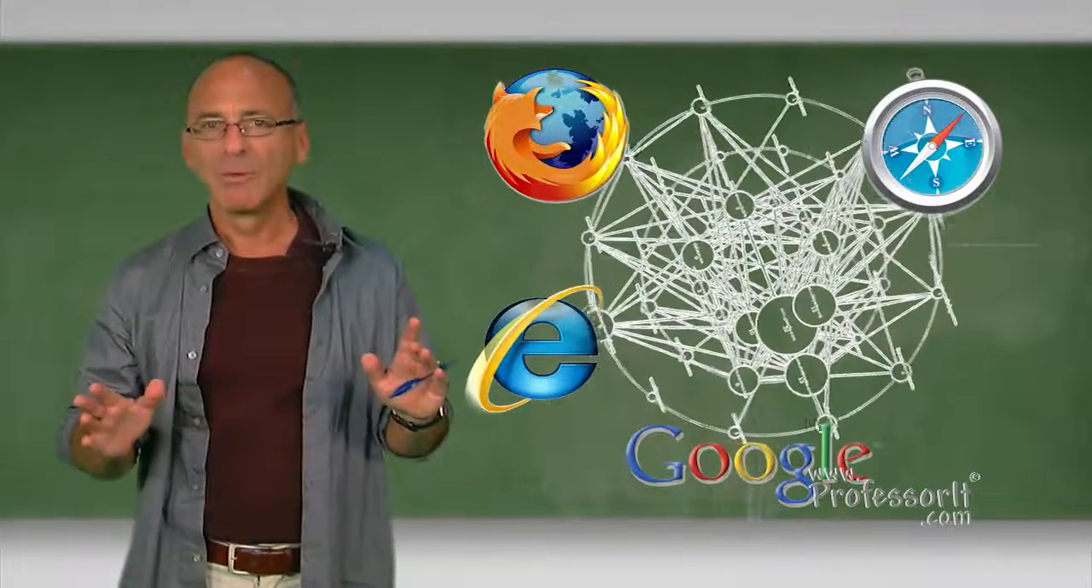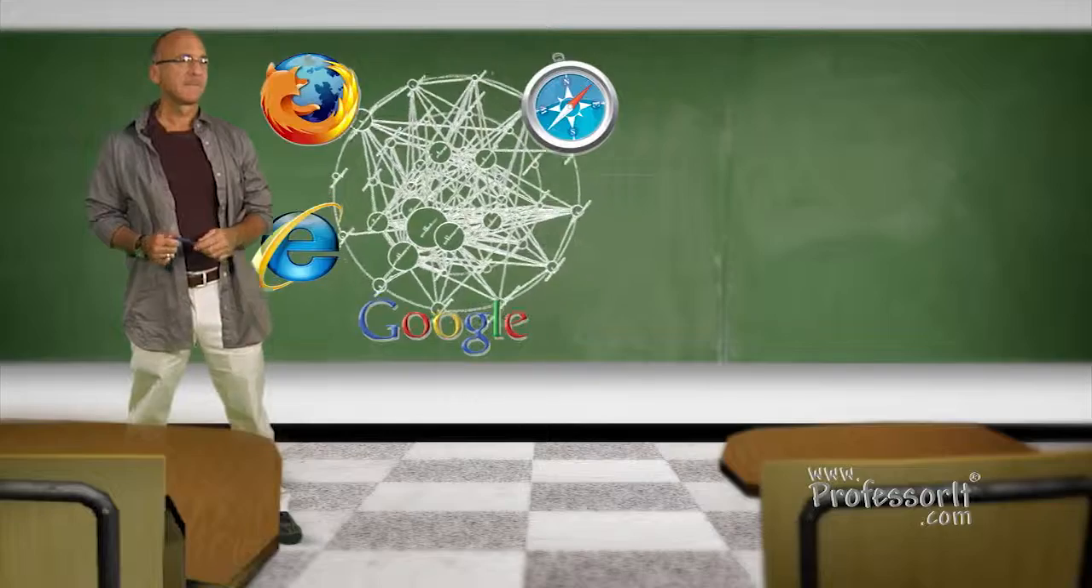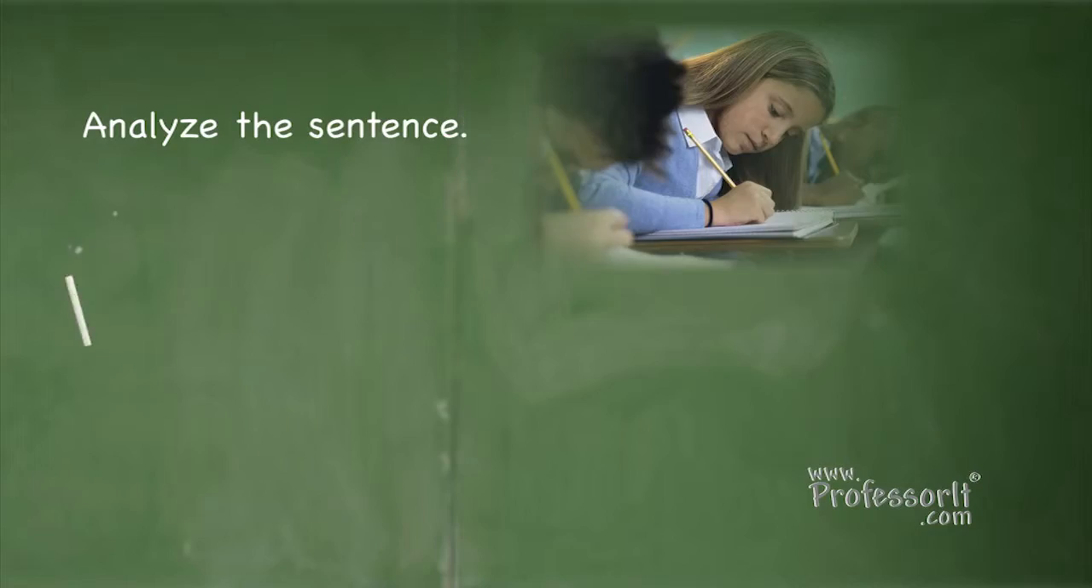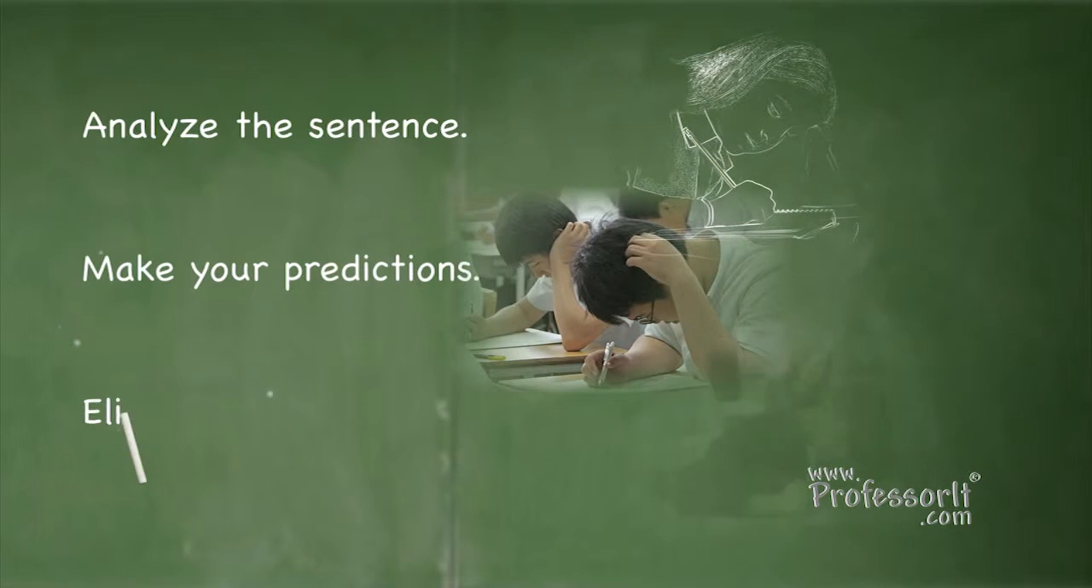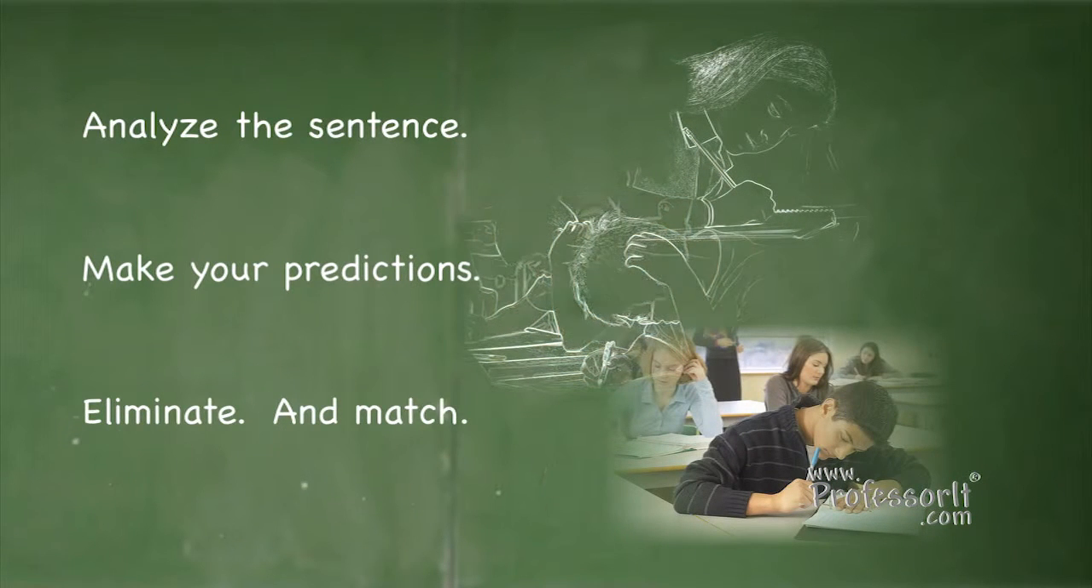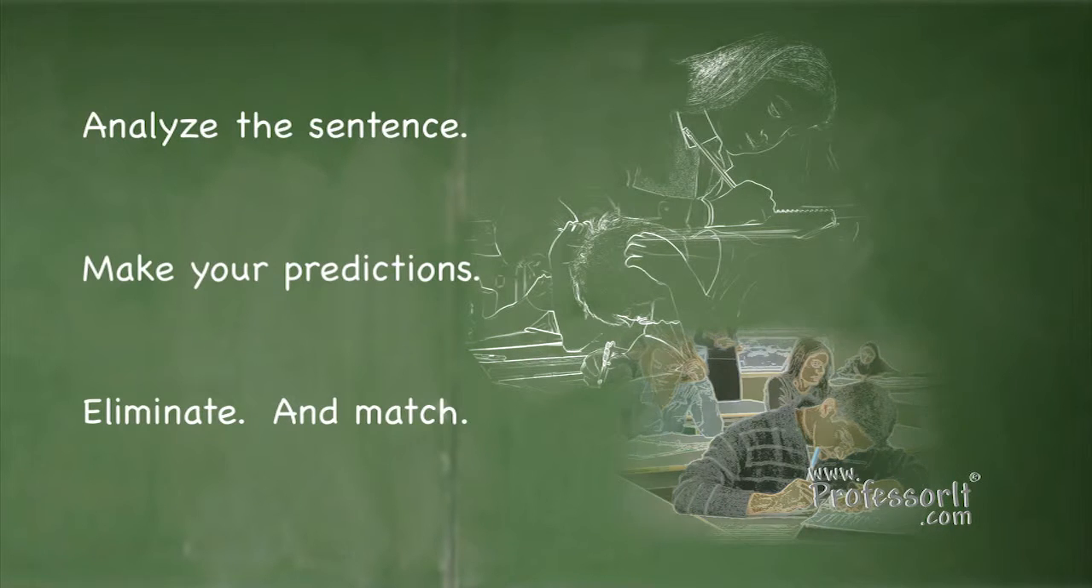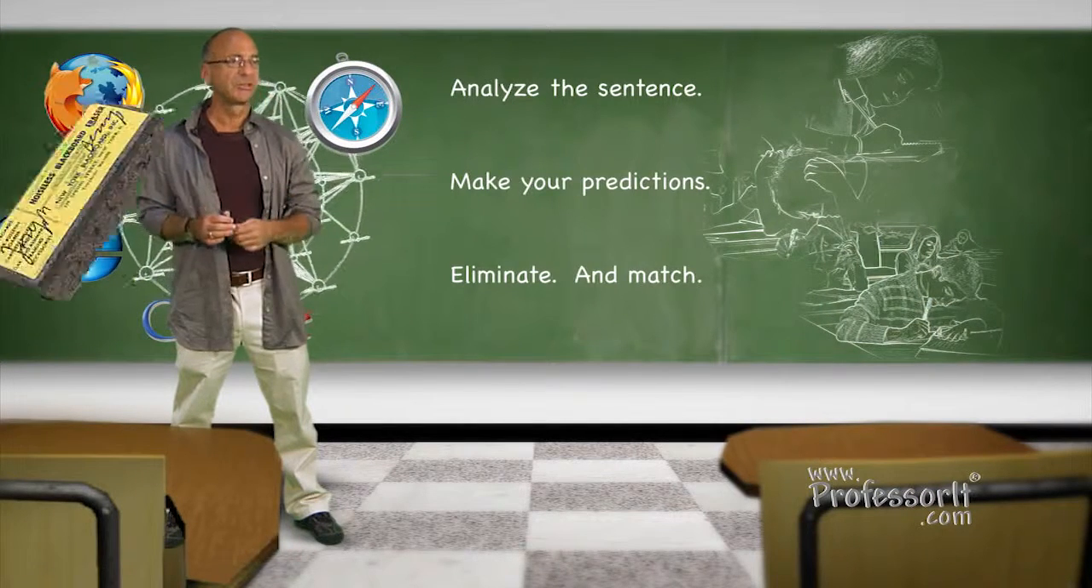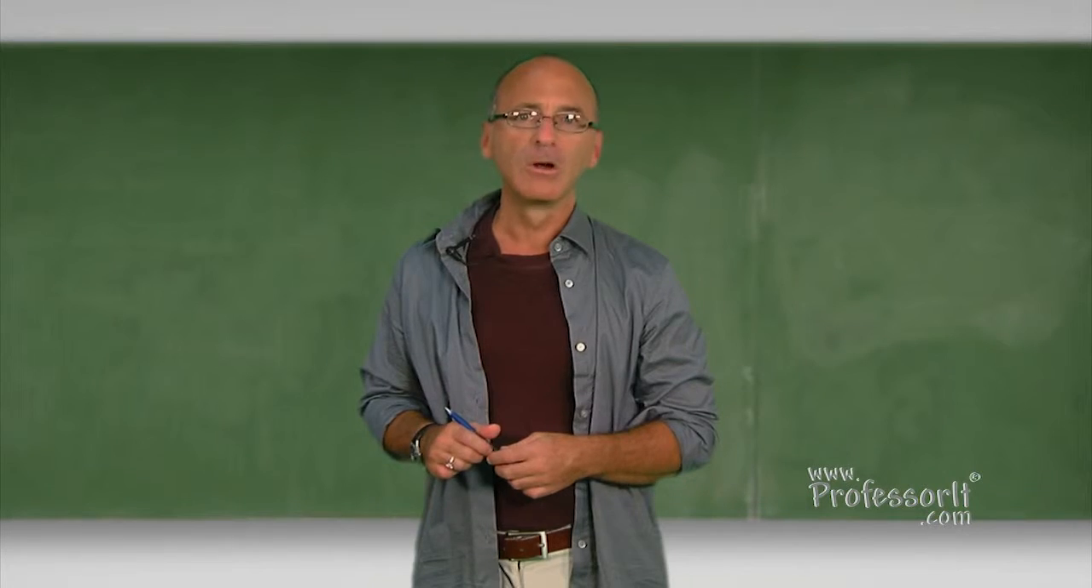You're reasoning. Remember, here are the steps. Analyze the sentence. Make your predictions, eliminate, and match. By the way, some of the questions will have 2 blanks, and it gives you twice the opportunity to eliminate bad answers. So if you use these simple techniques, your chances of getting the right answer are even greater than with just one.